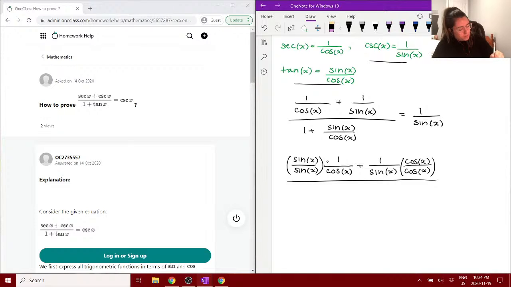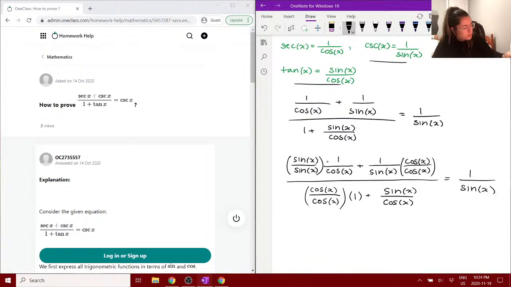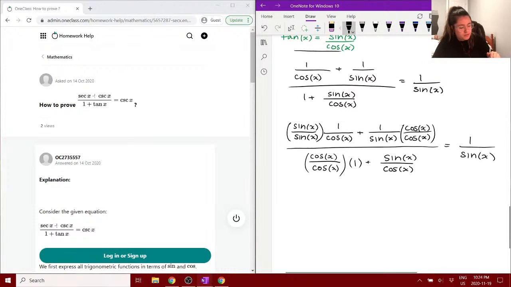We have cos x in the denominator of this fraction, so I'm going to multiply our 1 here by cos x over cos x, times the 1 that we already had, plus the same fraction that we had before, which is sine of x over cos of x. So this one stays the same. And then on the other side, we will just leave it as is on the right-hand side of the equation.